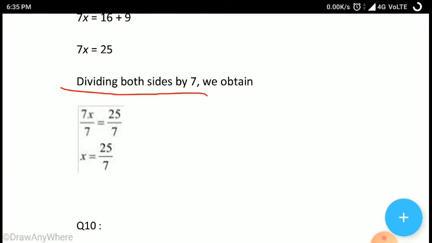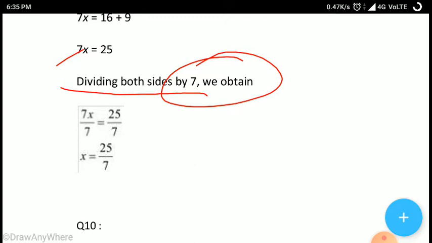Okay. Why do we want to remove this 7 from the variable, right? Here the relation of 7 and x is multiplication. So when we want to remove this 7, we have to divide by 7. Okay, so give the same effect to the RHS. Okay, so dividing both sides by 7.